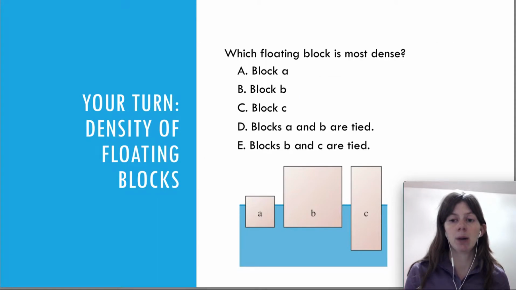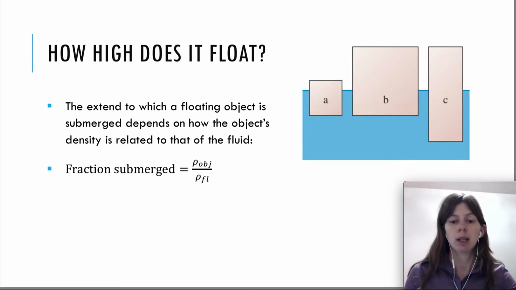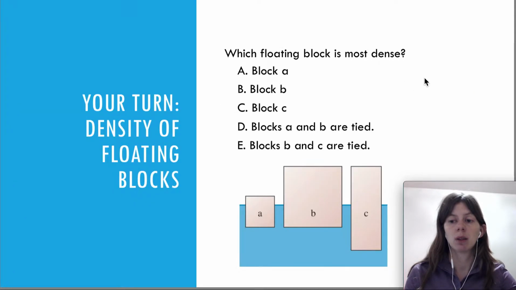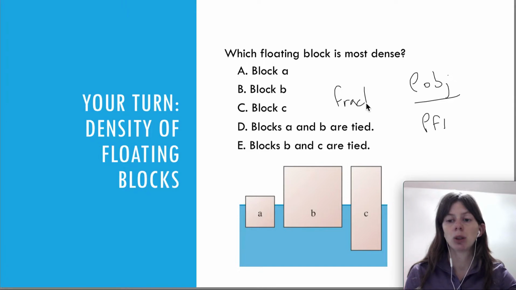Let's take a look at how we can apply this. We have these three objects that are floating in the water. Which object is most dense? So we just saw that the fraction submerged is equal to the density of the object divided by the density of the fluid. So this gives us the fraction submerged, the part of it that's underwater.